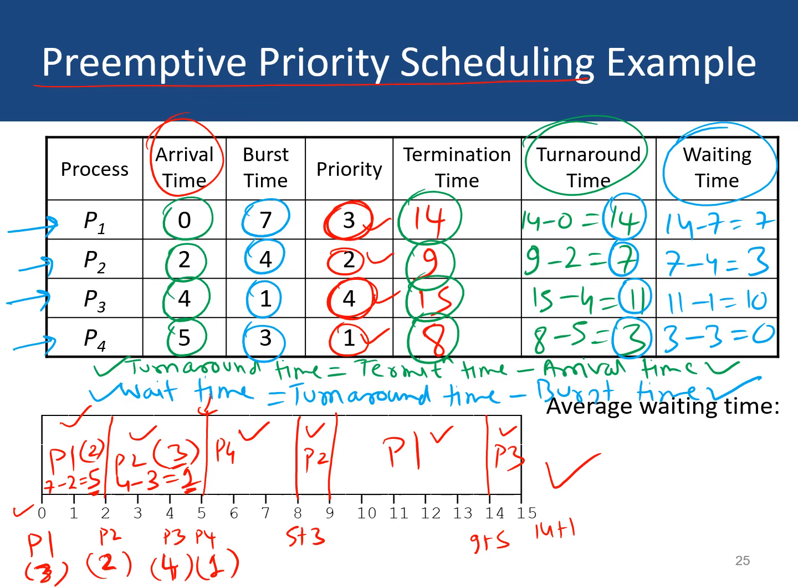waiting time. So based on these values in the last column over here, let's compute the average waiting time for these 4 processes, which would be 7 plus 3 plus 10 plus 0 divided by 4, which is equal to, so this is 10 plus 10, 20 divided by 4, which is basically 5 milliseconds.